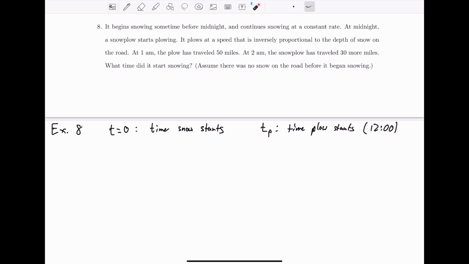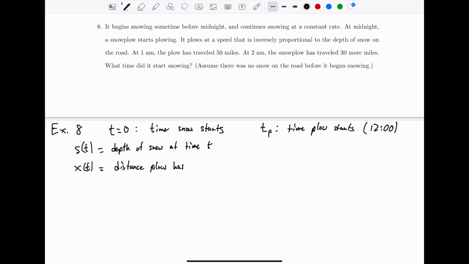Now let's define a couple of functions here. Let's say s of t is the depth of snow at time t. And then let's say that x of t is the distance that the snowplow has traveled. So x of t is the distance that the plow has traveled at time t. Now let's use the information that's given here to write down some conditions for these different functions.